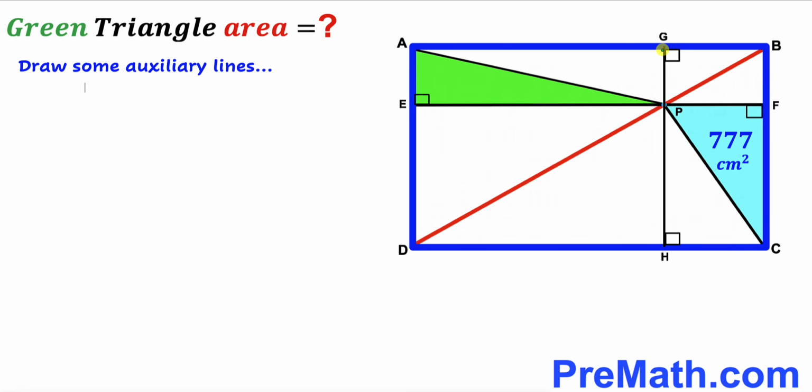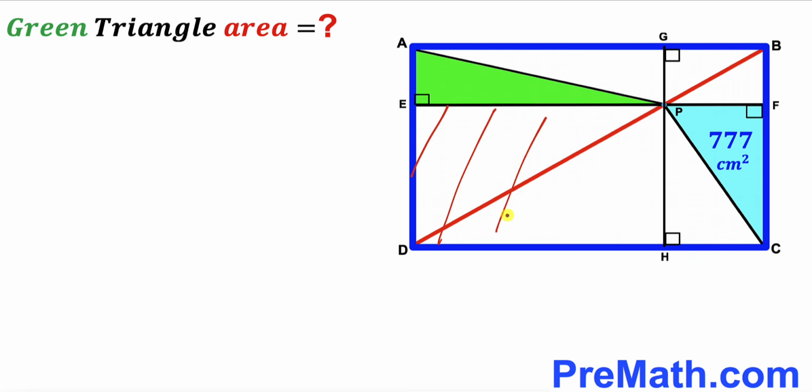As you can see in this next step, I have dropped this perpendicular line GH that passes through this point P. As a result, we end up with a bunch of rectangles: this rectangle, this other rectangle, this rectangle, and finally this rectangle as well.